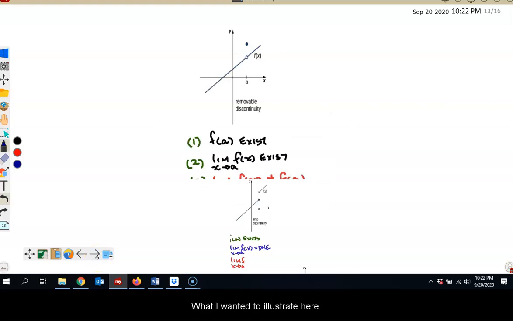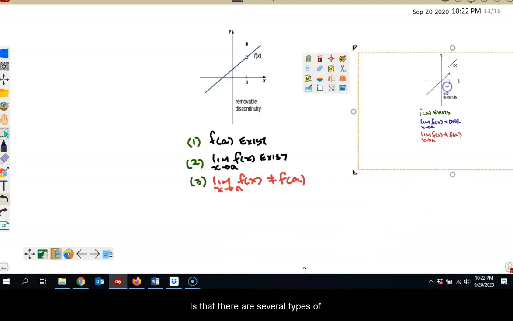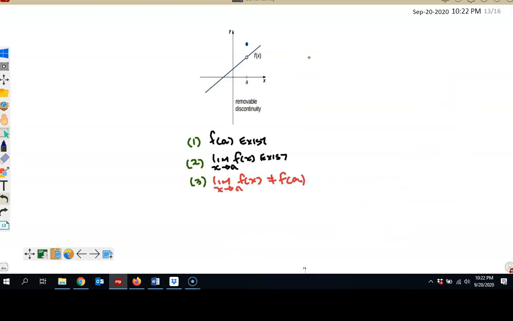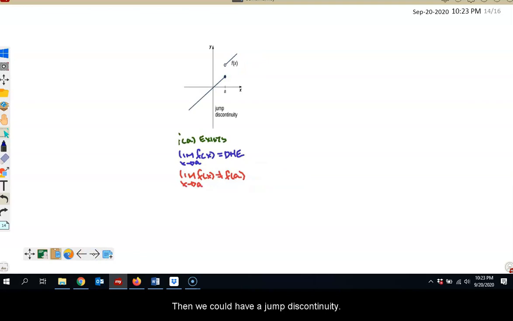So what I wanted to illustrate here is that there are several types of discontinuity. One, you could have a removable discontinuity. What does that mean? F of a will exist. The limit as x approaches a of f of x exists. However, the limit as x approaches a of f of x does not equal f of a. Then we could have a jump discontinuity. F of a exists. The limit as x approaches a of f of x does not exist. And the limit as x approaches a of f of x does not equal f of a.